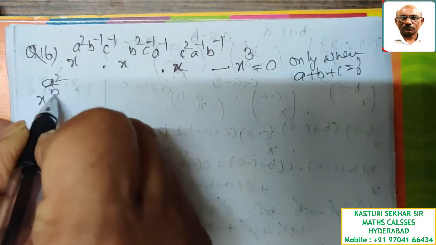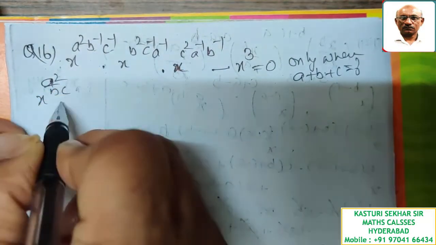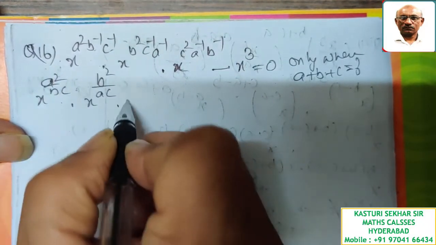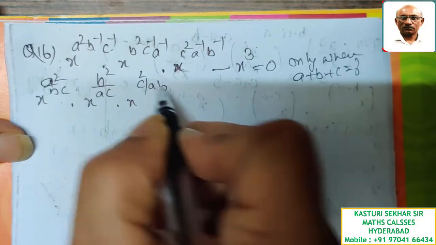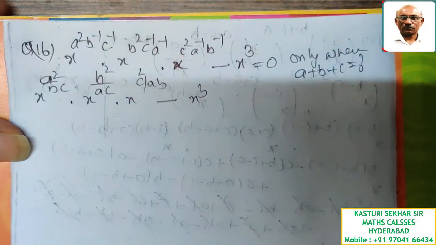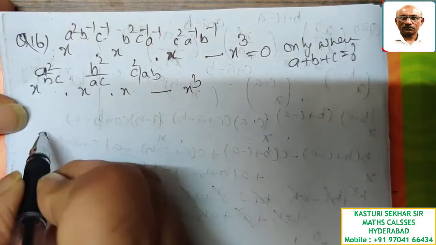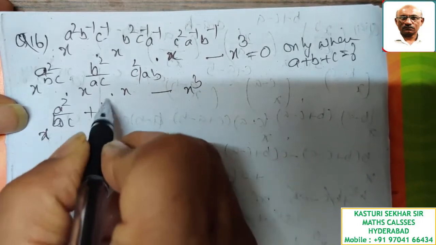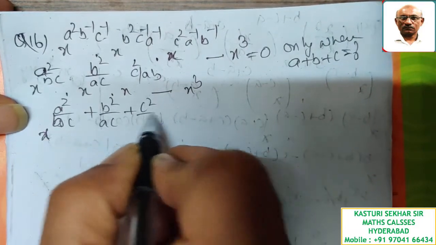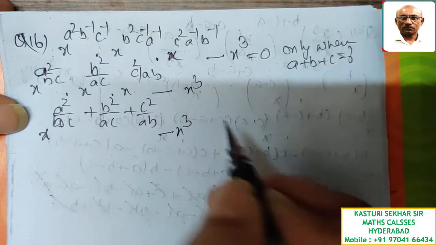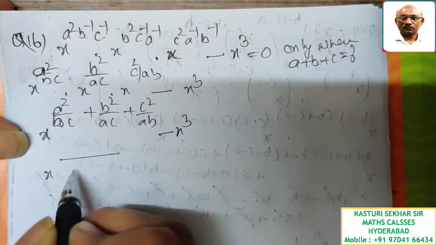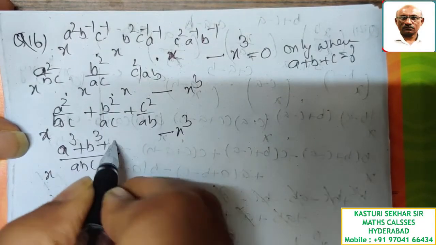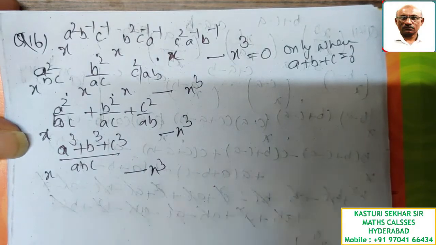So this is a square by bc. Powers are negative, so bring these two terms to the denominator. This is b square by ac, c square by ab, minus x cube. Now, bases are equal and there is a multiplication sign, so powers can be added. When I take abc as the LCM, it is x to the power of a cube plus b cube plus c cube by abc, minus x cube.